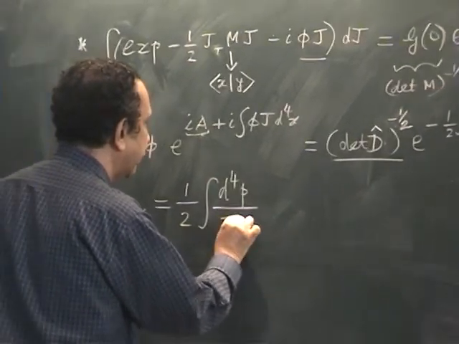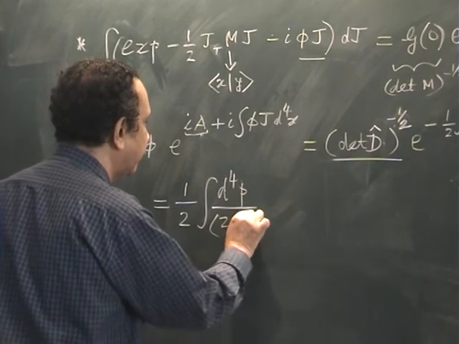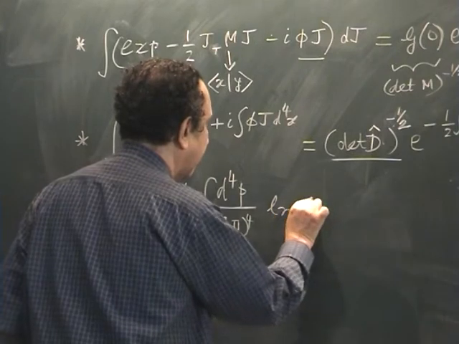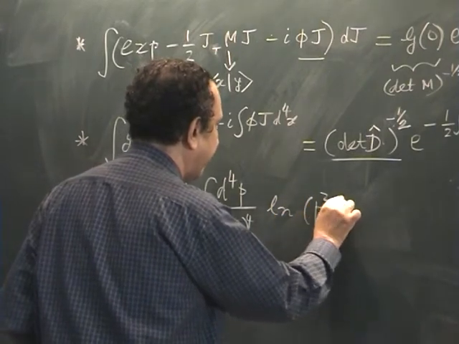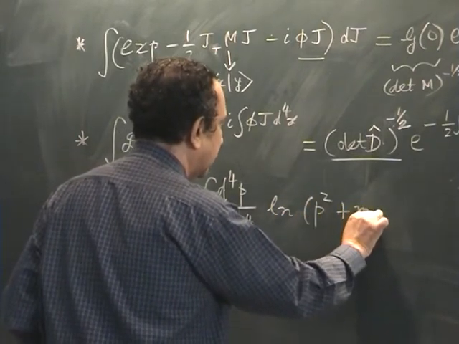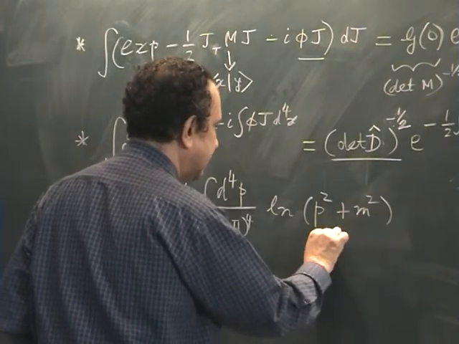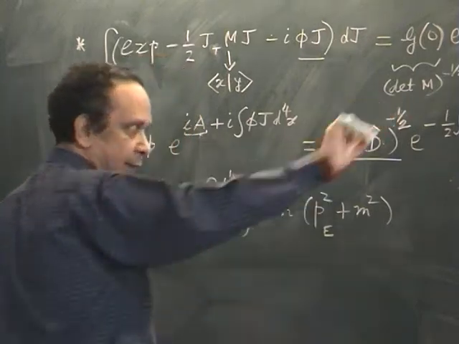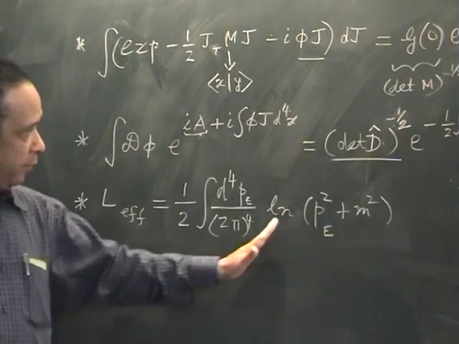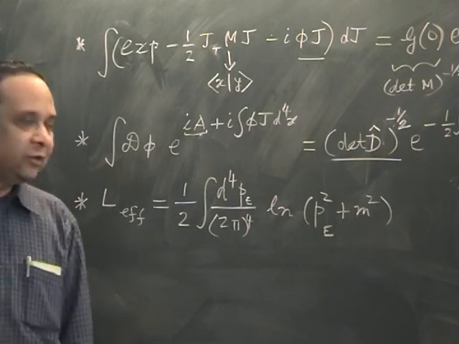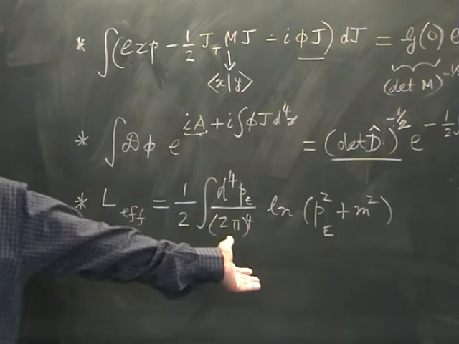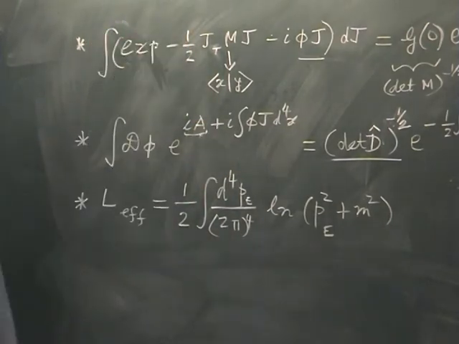Half of the integral d4p over 2 pi to the power 4, log of p square plus m square. Just to be very precise, let me put PE here. This is what Rajiv was pointing out. That is all Euclidean, so it's a Euclidean 4 momentum. So good, we have got another infinity. And of course, manifestly divergent, a log p square integrated over p4.